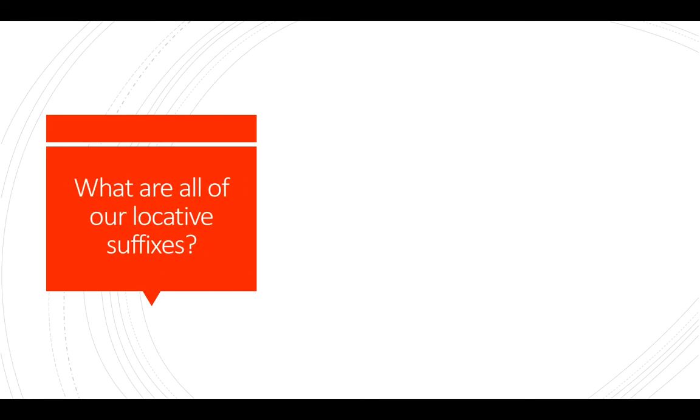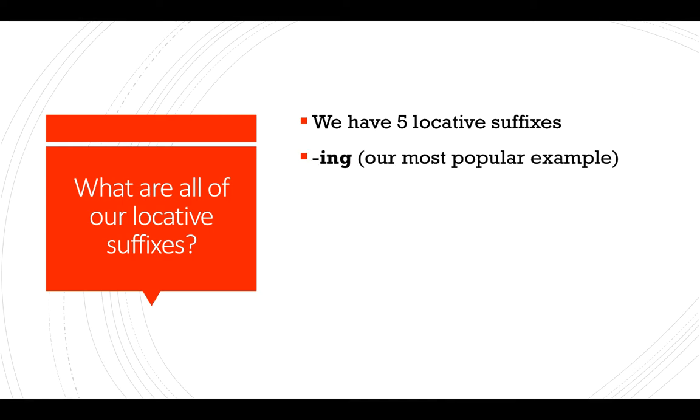So what are all our locative suffixes? We have 5 locative suffixes. ING is our most popular example. NG, IING, ONG, and AANG.